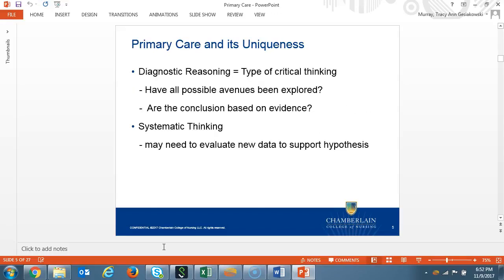Diagnostic reasoning can be seen as a kind of critical thinking. Critical thinking involves the process of questioning one's thinking to determine if all possible avenues have been explored and if the conclusions that are being drawn are based on evidence. Diagnostic reasoning then includes a systematic way of thinking that evaluates each new piece of data as it either supports some diagnostic hypothesis or reduces the likelihood of others.